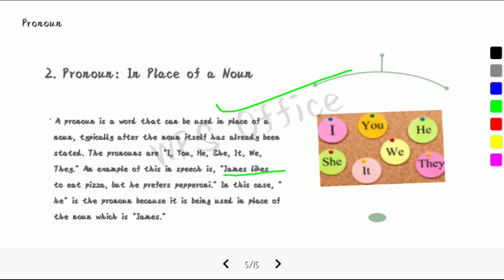Well, in this sentence, we talk about James. First, we say James likes to eat pizza. Then we say, but he prefers. We didn't say James likes to eat pizza, but James prefers pepperoni. We say, but he prefers. In this case, he is the pronoun because it is being used in place of the noun, which is James. Understood? The same will be the case with he, she, it, they, we, even I. Okay?